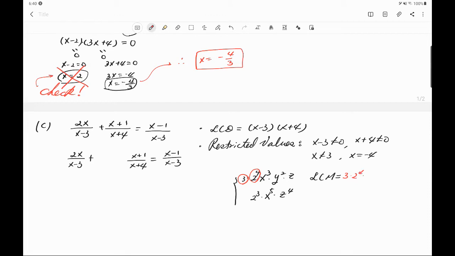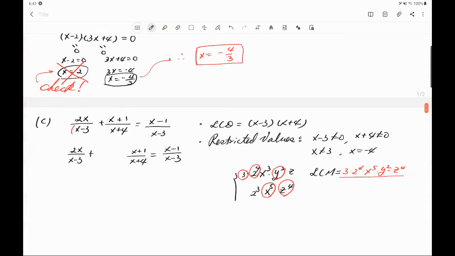And how about x and y? In this case, there are 3 of them. In this case, there are 5 of them. So select the largest exponent. And then y, this one is the only one, so select y squared. And then z, there's only one z, there are four z's, so select this one. All right, so this is the LCD.